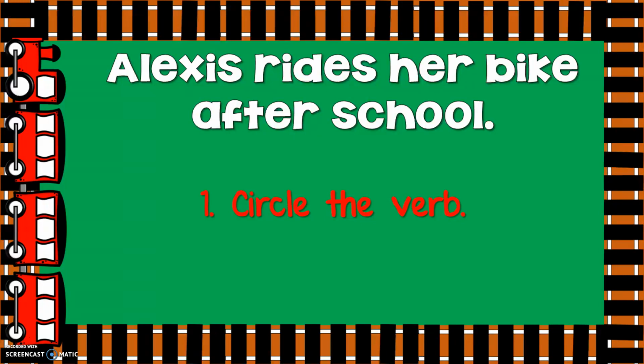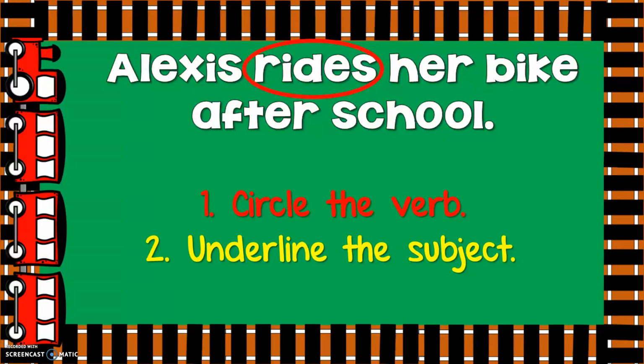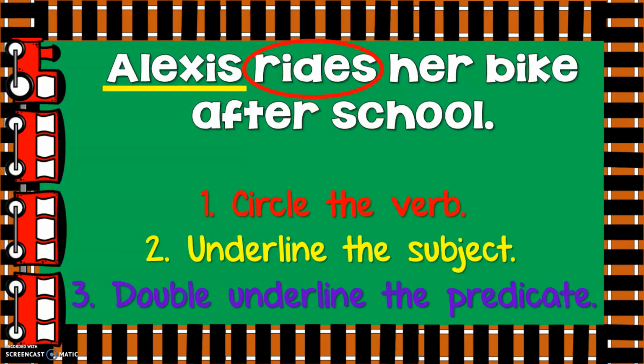So you're going to need to open up your spiral. It's a long worksheet that we glued in, and you'll notice that this first sentence, Alexis rides her bike after school, is the same first sentence that you see on your worksheet. So for this part, we're doing 3 things. We're going to circle the verb, which is rides in this sentence. We're going to underline the subject, which is Alexis, and we're going to double underline our predicate. So 3 things for each of these sentences. So she rides her bike after school. So you're going to be doing all 3 things with me on the next few sentences.